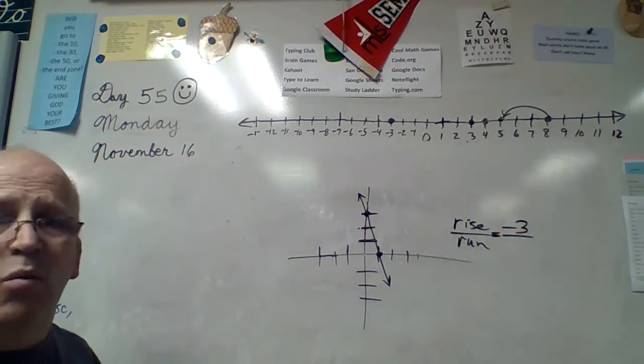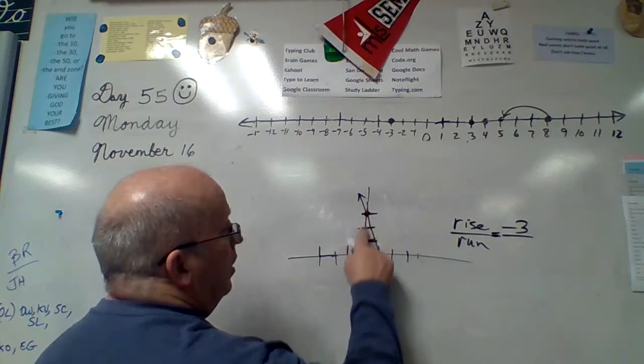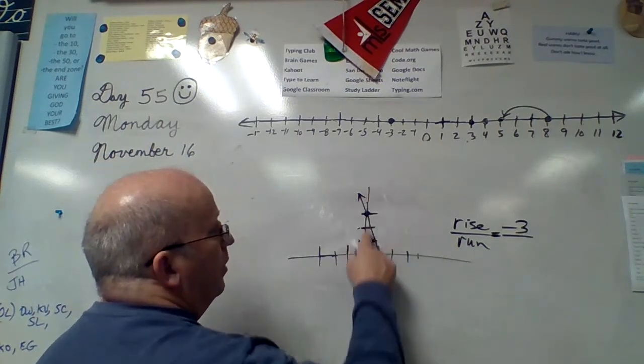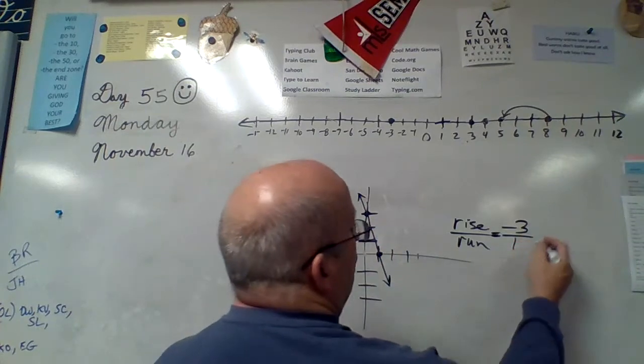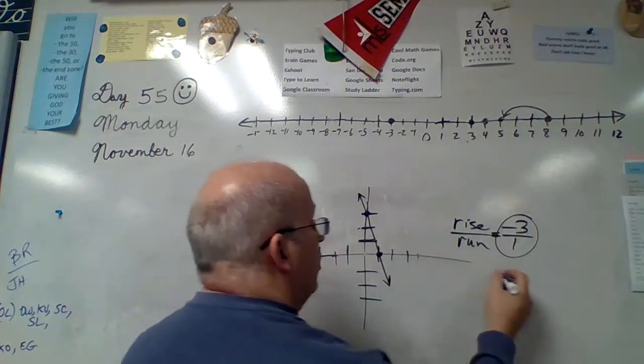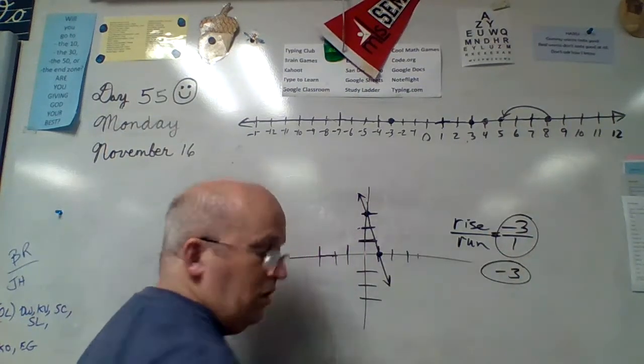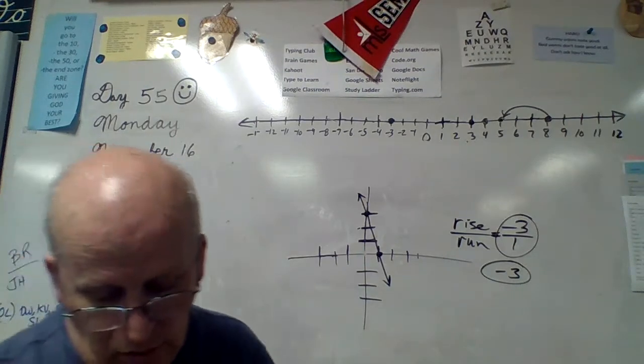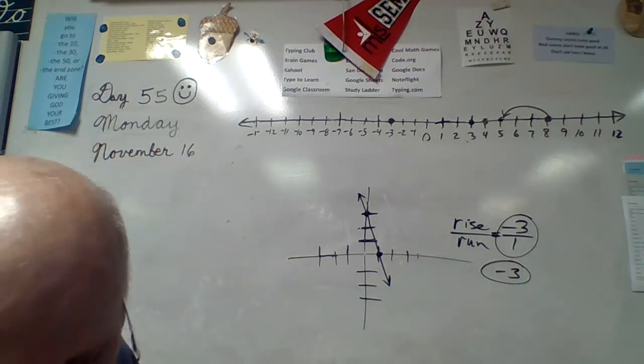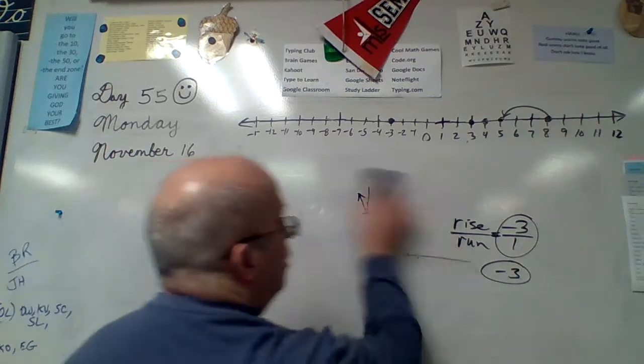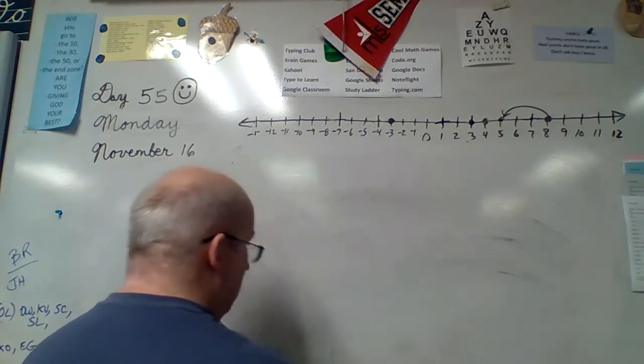And then how much am I running to get from here over to here? From here over to here, I'm running 1. So my slope is a -3 slope in this particular case. Can I do that with a table, like number 15? You bet I can. Table Schmeeble, right?